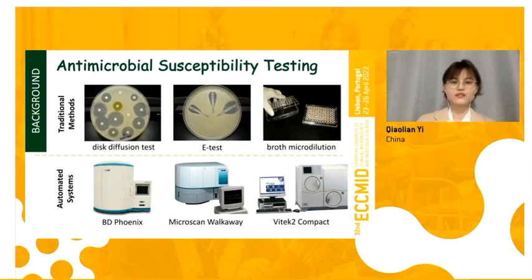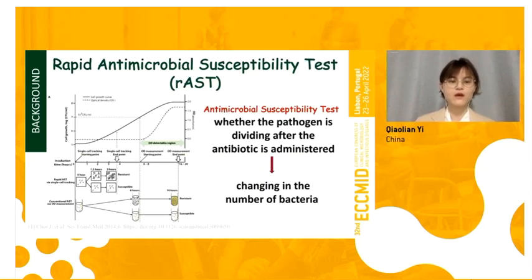Traditional methods such as disk diffusion, E-test, and broth microdilution are available to laboratories. For convenience, most clinical laboratories use an automatic system like BD Phoenix, MicroScan WalkAway, and VITEK 2 Compact, supplemented with manual methods of AST. Whatever the method used, the only information that clinical laboratories need, I think, is whether the pathogen is dividing after the antibiotic is administered.